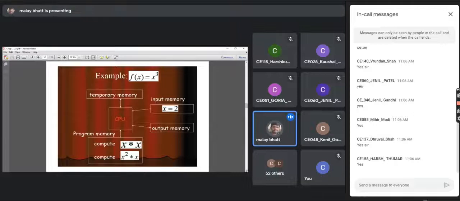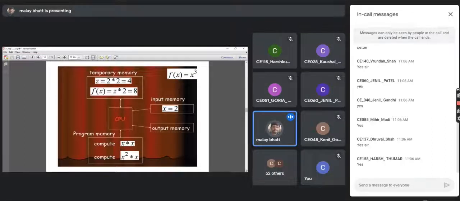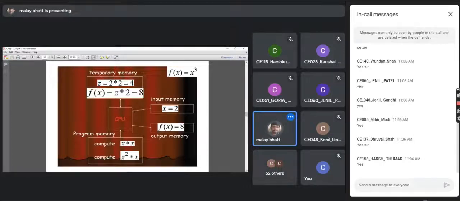Now the CPU, as per the first statement of the program, will execute the first statement. So 2 into 2, it will get the answer 4. Now this 4 is stored in a temporary variable, and we'll give that temporary memory the name Z. So Z will be 4. Now after executing the second statement of the program, which is Z into X, Z is your 4, 4 into 2. That is how we'll get 8, and this output will be displayed to the user. So that is how the computation will be done. It is nothing but a step-by-step execution of the statements.